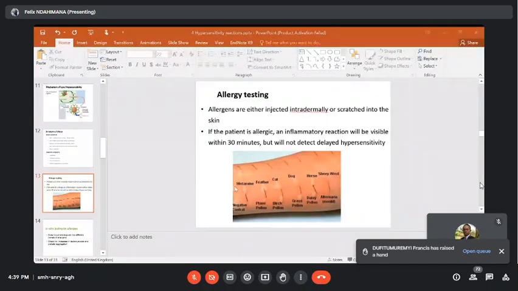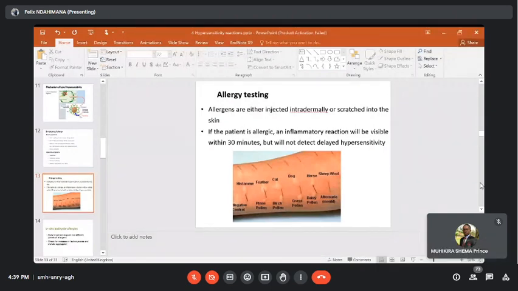So this is one of the tests that is done to diagnose this allergic reaction. I don't think some students are still joining now. We have started. All right.